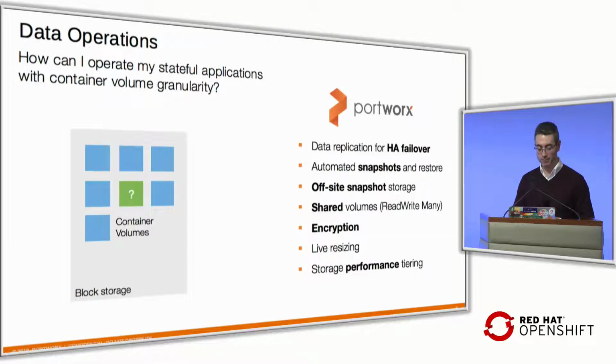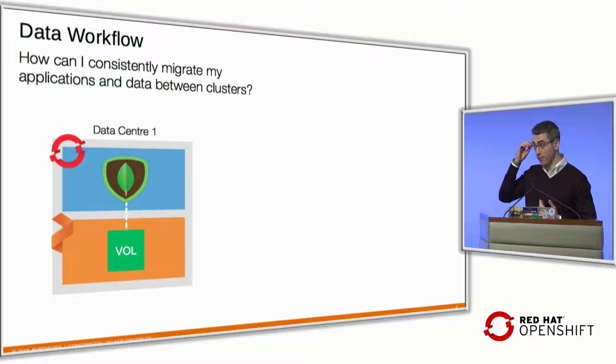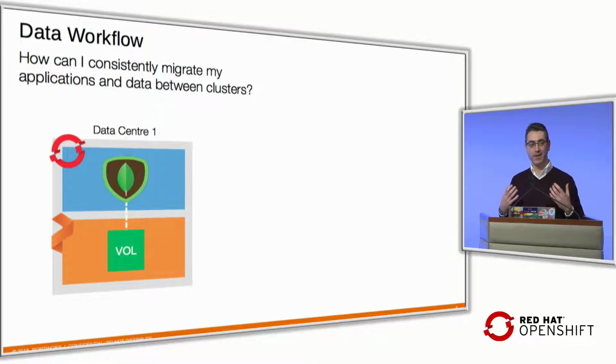Live resizing, for example. Then on the data workflow piece, what we're seeing increasingly is that there's no doubt that we're productionizing our OpenShift platforms. And with that, now we have this standard development target in our businesses. We're now entering this multi-cloud, multi-cluster world, right? And with that comes a whole new set of challenges around how can I migrate my applications and my data to another OpenShift cluster.